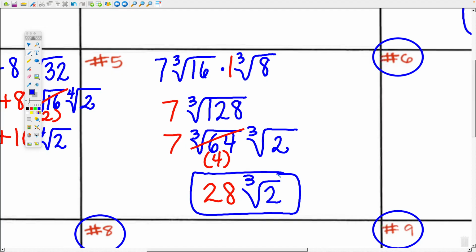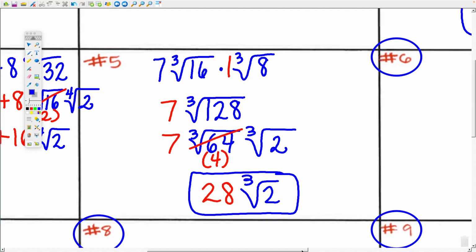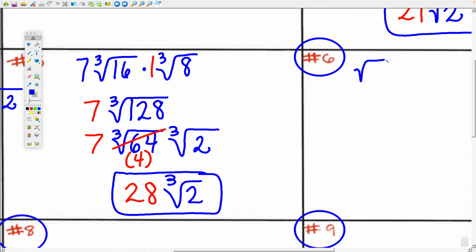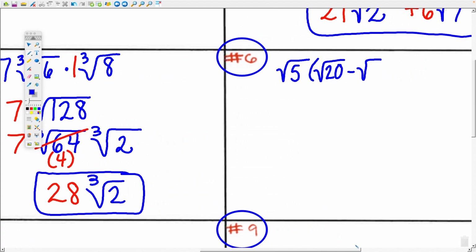Alright, so I think number 6, I see number 6 is circled. I'm going to write this over and copy the problem. When I get done, I will leave the screen up though. Alright, so, this looks hard. What do you think you're going to do first?